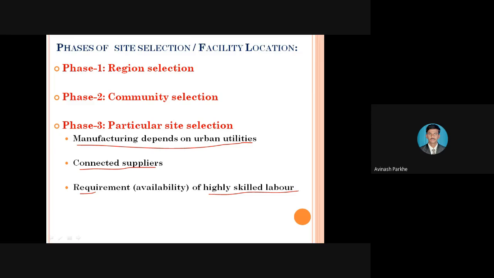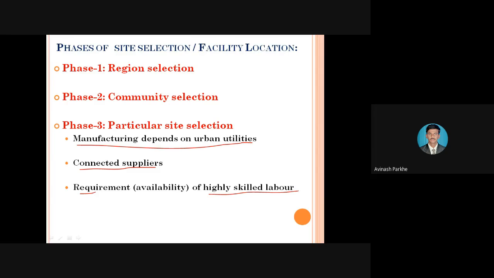Therefore, maximum times you can see whatever industries are there, they are available in the MIDC areas. Because in the MIDCs, so many industries are there. If by mistake your machine is under maintenance, then you can take that particular product to another industry and prepare it there. We give charges to them and immediately we can prepare. Therefore, whatever maximum facilities are related to industries, they are available in the MIDC areas. And some highly skilled operators are also available.